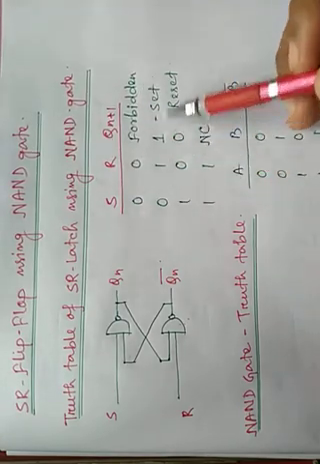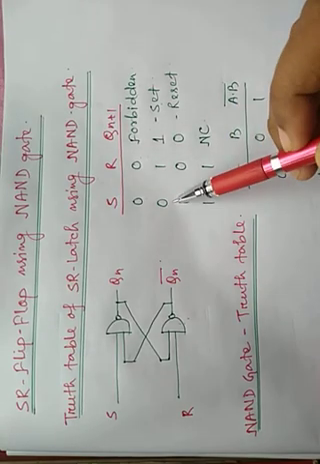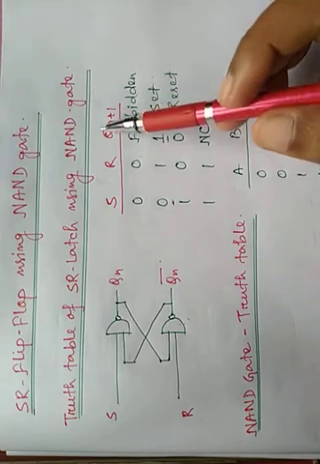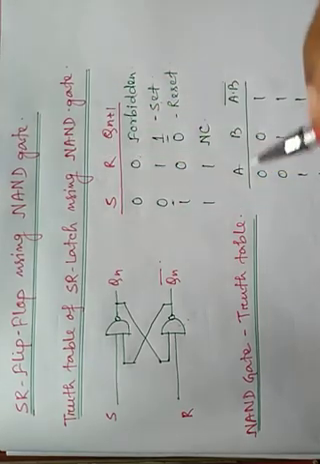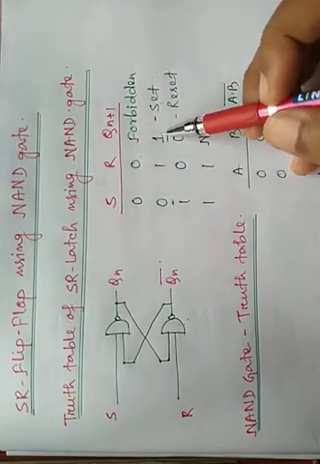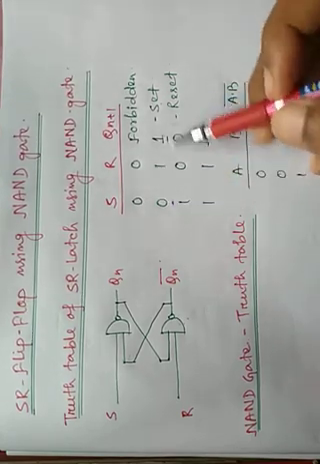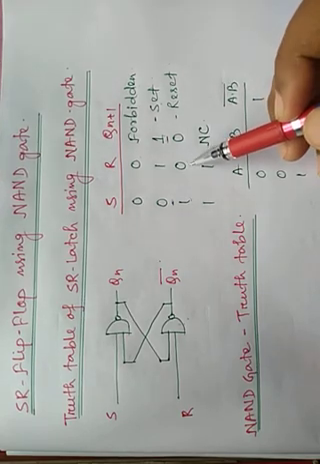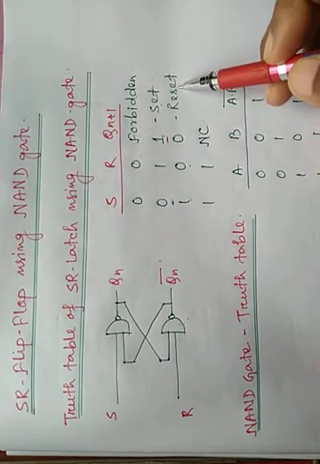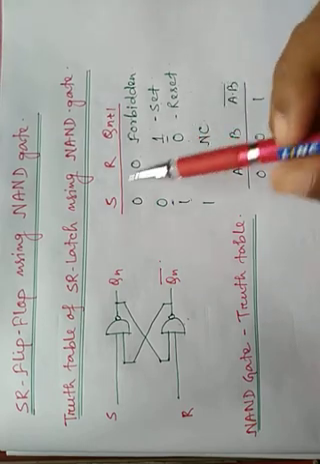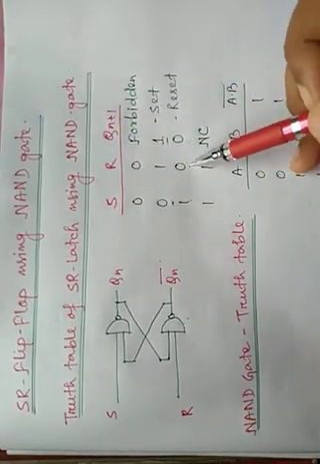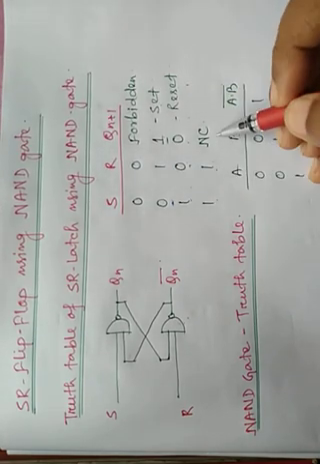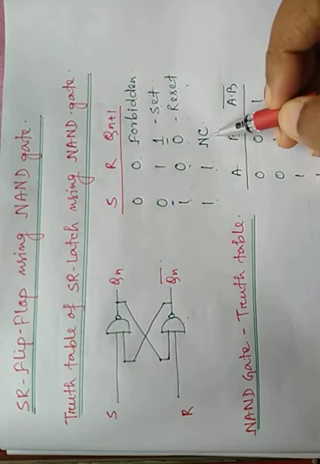For the set condition, when S is 0, the flip-flop becomes set. But in the SR latch using NOR gate, the flip-flop becomes set when S is 1. And when R is 0, the flip-flop becomes reset. But in the SR latch using NOR gate, when R is 1, the flip-flop becomes reset, and when both are 1, the output signal is no change.